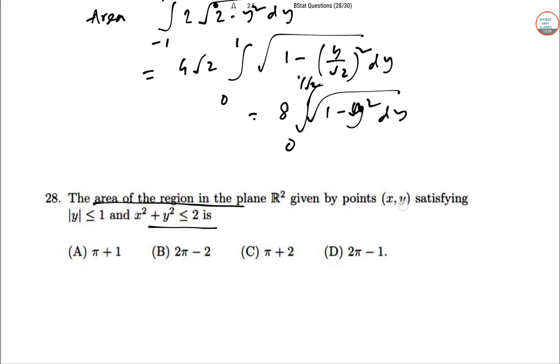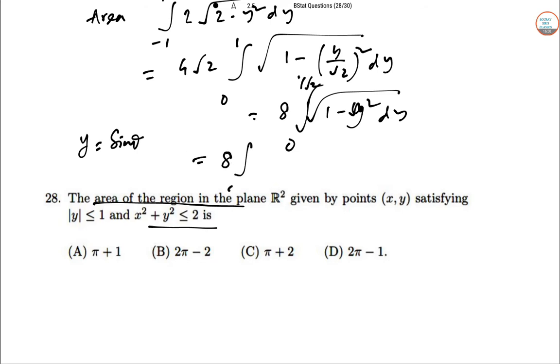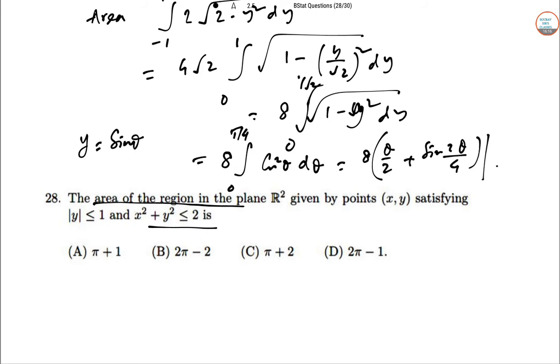Now let y equal to sine theta. If we take y equal to sine theta, this will give you 8 times the integral from 0 to pi by 4 of cos square theta d theta. So that is 8 times (theta by 2, plus sine 2 theta divided by 4), theta from 0 to pi by 4. Once we put this value, pi by 4, pi by 8, sine of this, so 8 into this, we get pi, and the last part is 2. So pi plus 2 is the answer, hence C is the answer.